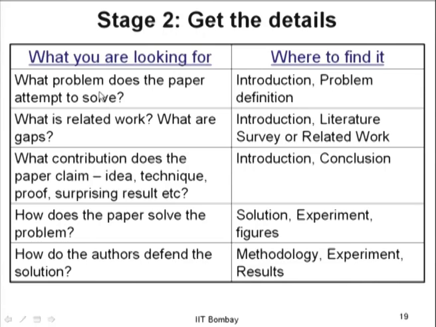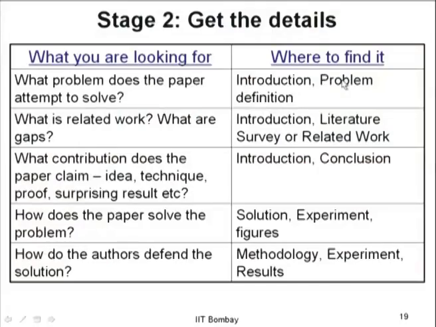Okay, so this slide we'll quickly go through, because if you look at the left hand column, the questions will look very familiar to you. What problem does the paper try to solve? What is related work? What's the contribution? How does the paper solve the problem, and how do the authors defend the solution? These questions should be very familiar to you by now because you answered the same questions just to get the big picture. But the difference is in the column on where to find this information.